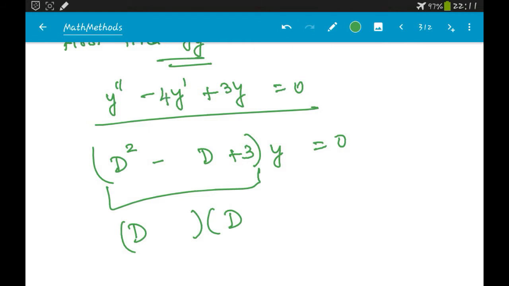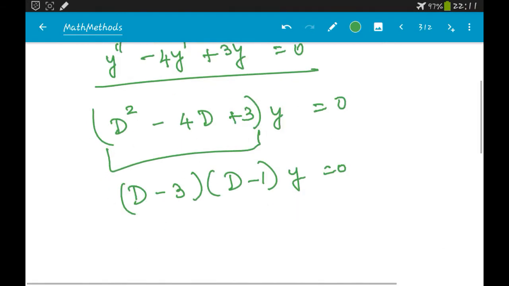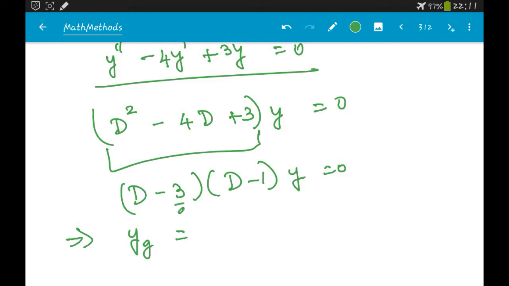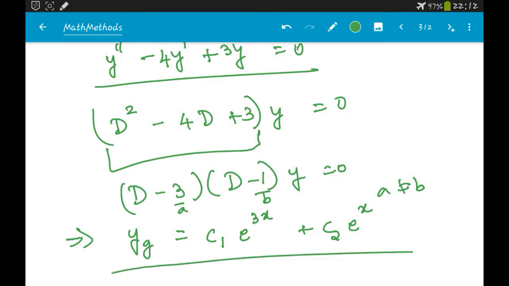Okay, so the equation is d square minus 4d plus 3, so this is going to be minus 4d. So the roots are going to be d minus 3 and d minus 1 and y is 0. Okay, so from here you can get yg because this is a and this is b, right? And a is not equal to b. So when a is not equal to b, the general solution is going to be c1 e power 3x plus c2 e power x.